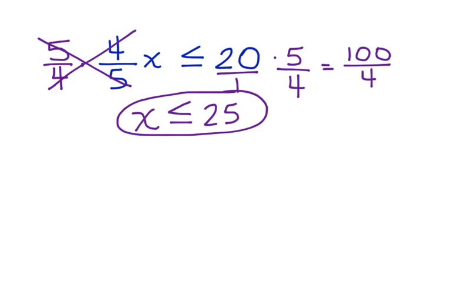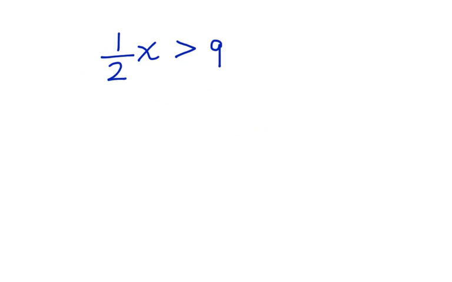Let's look at another one with a fraction in it. 1/2 x is greater than 9. Again, we want to clear this fraction, so we're going to multiply by its reciprocal, which is 2 over 1. We do that on the right and the left side of the inequality.